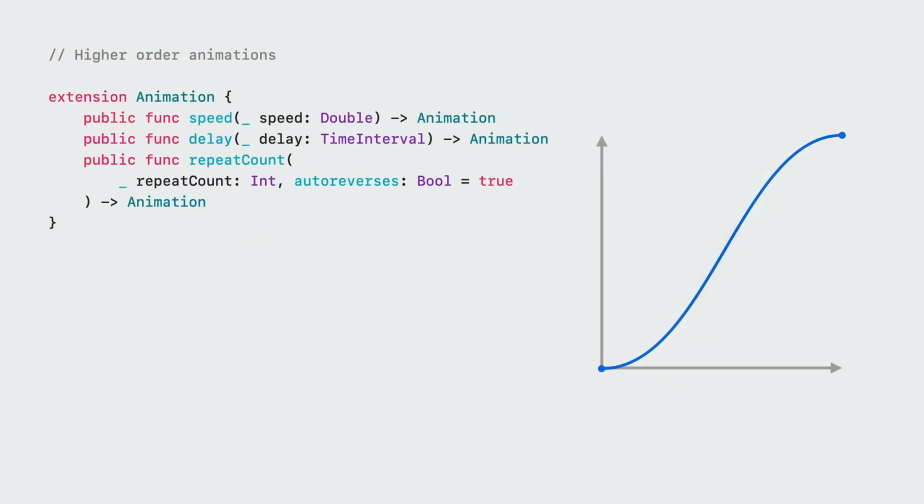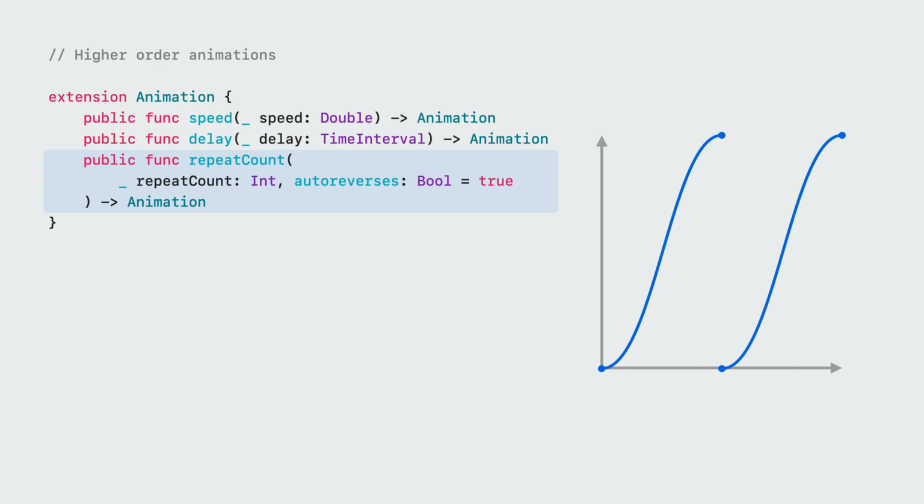The last category of animations, higher order, modify a base animation. They can slow it down or speed it up. They can add a delay before the base animation starts. And they can repeat a base animation any number of times, optionally toggling between playing forwards and playing in reverse.